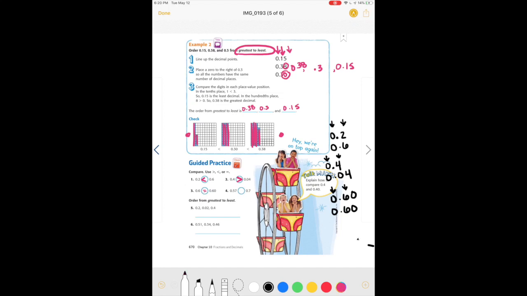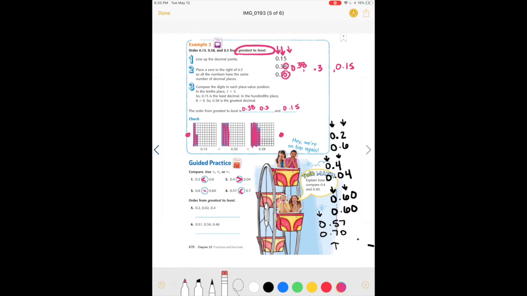Number 4, 57/100, 7/10. I need to add a 0 so they all line up and they're all equal. Start with my 1s place. They're both 0, so that doesn't tell me anything. My 10ths place, one is a 5 and one is a 7. Which one's bigger, 5 or 7? 7, so my alligator wants to eat my 7/10. So 57/100 is less than 7/10.